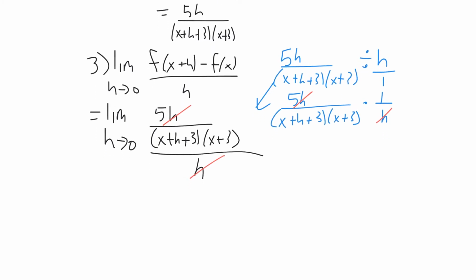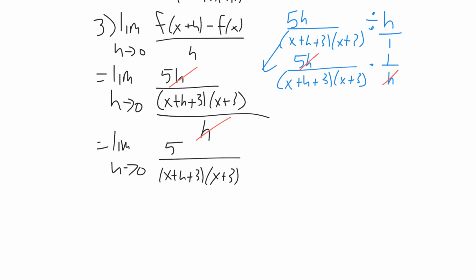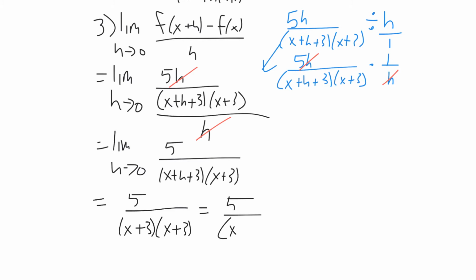All right, so let's take a look at what we have. The limit as h approaches 0 of 5 over (x plus h plus 3) times (x plus 3). It looks like a good time to plug it in, because there are going to be some values that are not all just zeros. We get 5 over (x plus 0 plus 3) times (x plus 3), which we could write as 5 over (x plus 3) squared. And this is f prime of x.